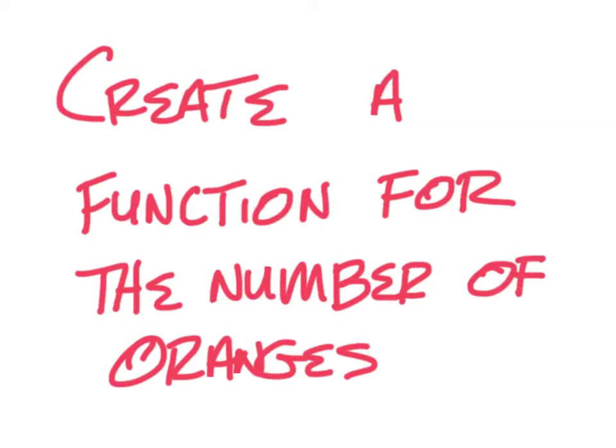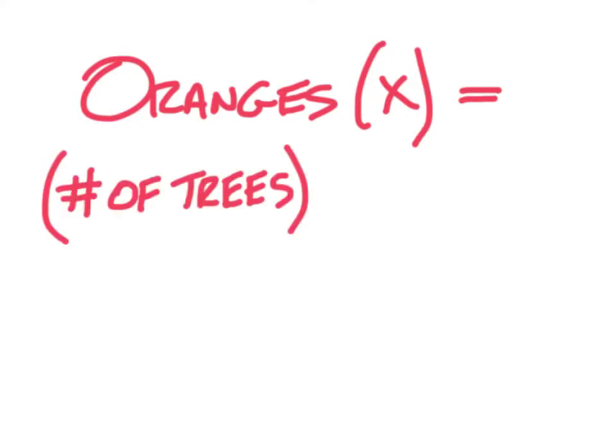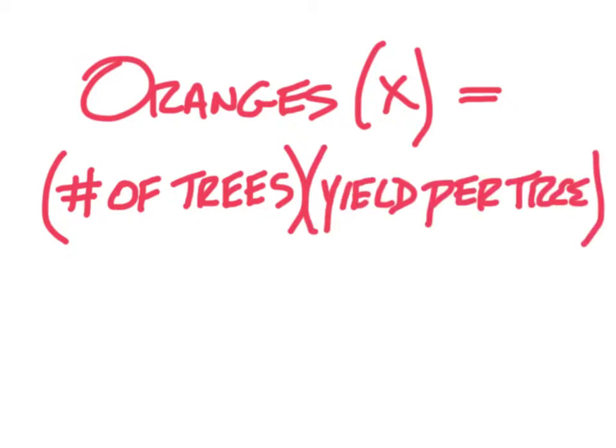Create a function for the number of oranges. So you'll have oranges of x. Oranges of x is going to have to equal something. Number of trees, that's a given. So the number of trees and then the number of oranges per tree that are going to be grown, which is the yield per tree. That's in general. Now you have to go back and put it in terms of the number of trees algebraically and the yield per tree.